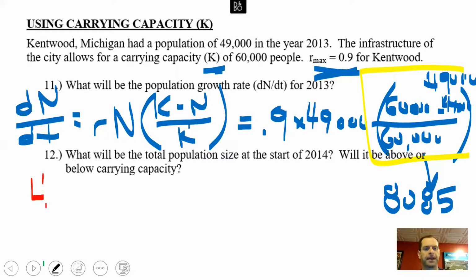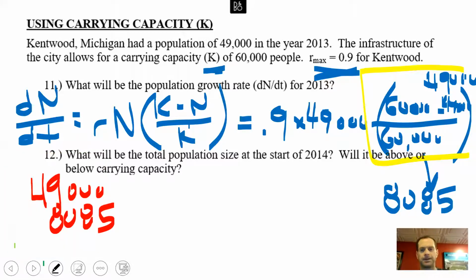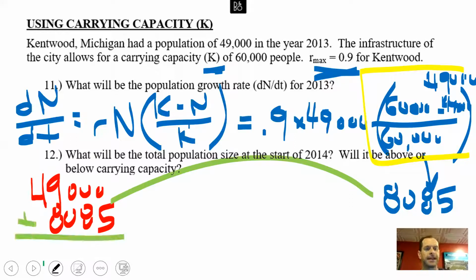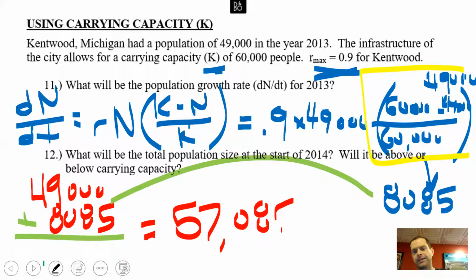Well, we know that we are going to have 49,000 people, and they are going to add this number that we got. Take a look right here. We're going to add that to the mix, and that is going to give us a value of, altogether, 57,085 individuals. So is it above or below carrying capacity?